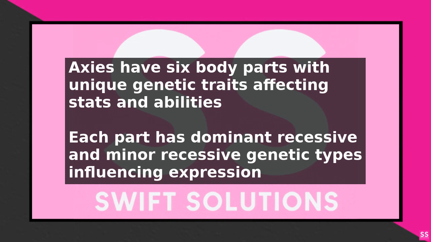First, let's start with the basics. Axies have 6 distinct body parts, including eyes, ears, mouth, horn, back, and tail. Each of these parts has a unique genetic trait that affects the Axie's stats and abilities. There are 3 main genetic types: dominant, recessive, and minor recessive.